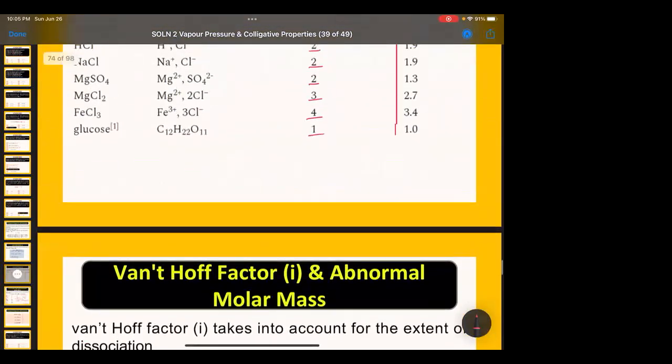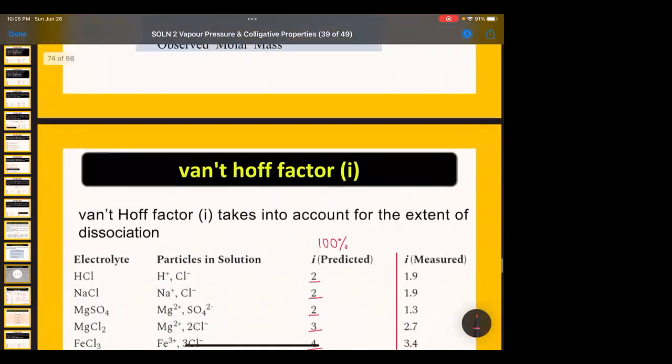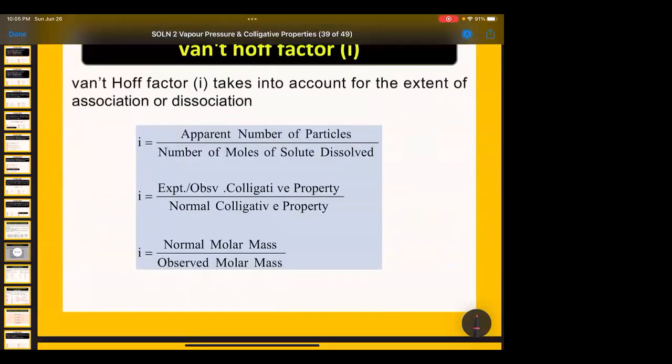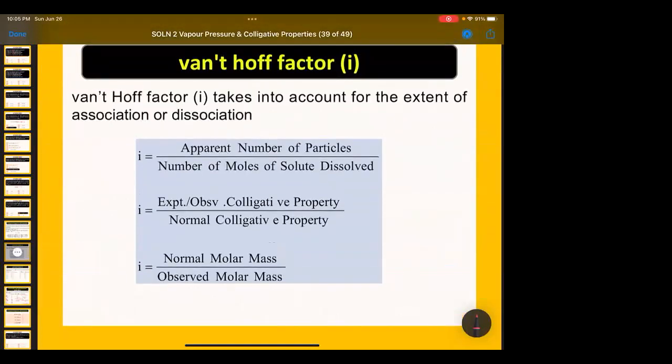Yeah, Miraj. And i can be found out by the number of particles: the actual number of particles divided by the number of moles of the formula units which you put, the actual formula units which you put.